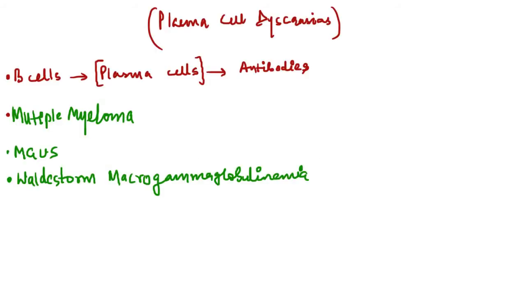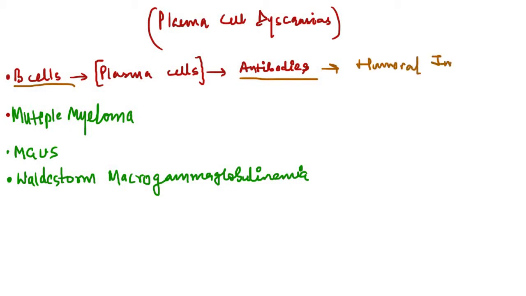Plasma cell dyscrasias are disorders that arise from the plasma cells. And as you already know, plasma cells arise from the B cells within the bone marrow, and the whole job of plasma cells is to produce antibodies and provide what is called humoral immunity.